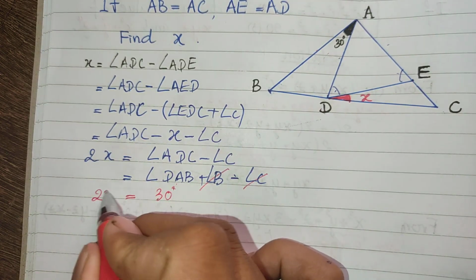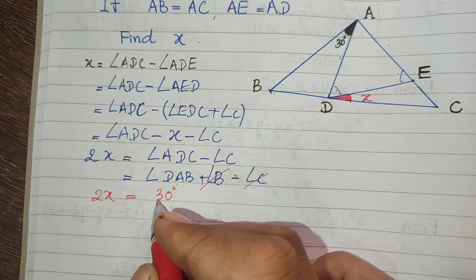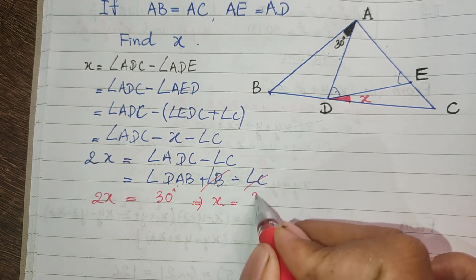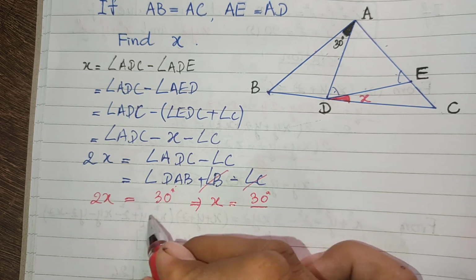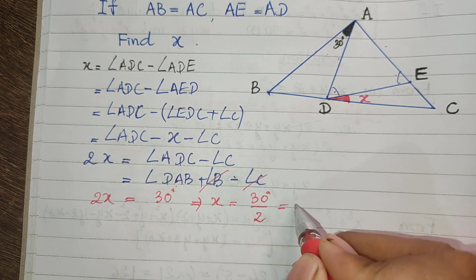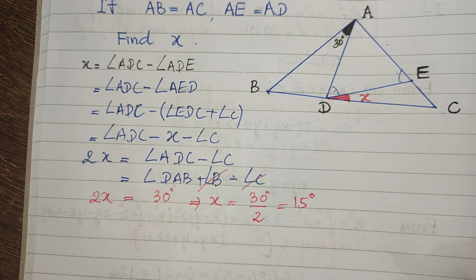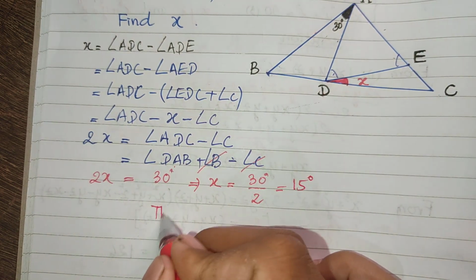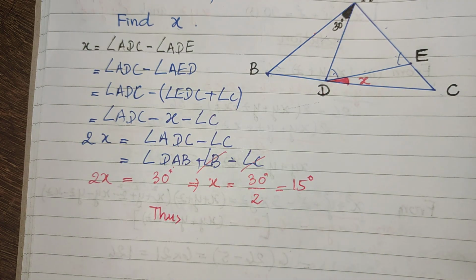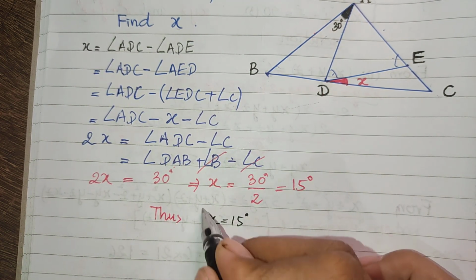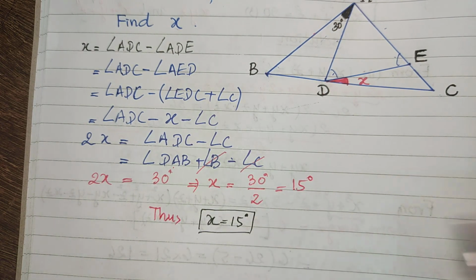And so this 2H equals 30 degrees. So we can find the value of H equals 30 degrees divided by 2, which equals 15 degrees. Thus H equals 15 degrees is our answer.